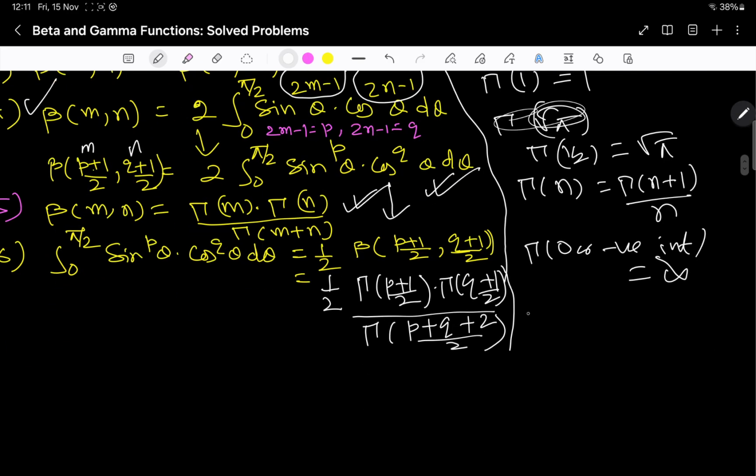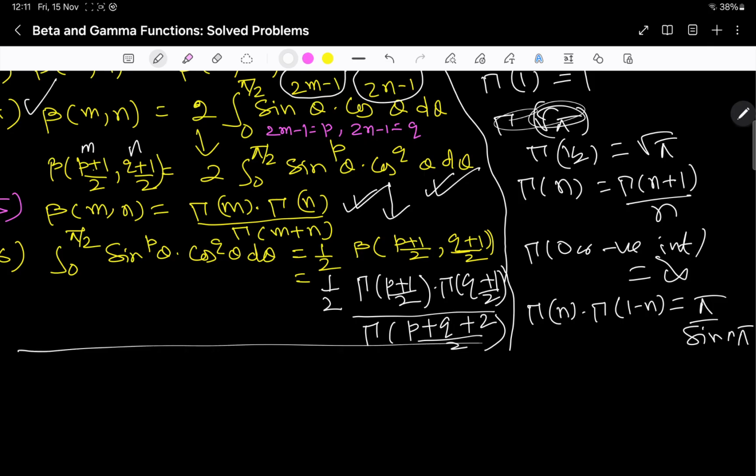And one more property you know, gamma(n) into gamma(1 minus n) is pi by sine(n pi). So these are the things we have discussed in detail in our previous lecture while we taught the beta and gamma functions. Now coming to the most important problems.